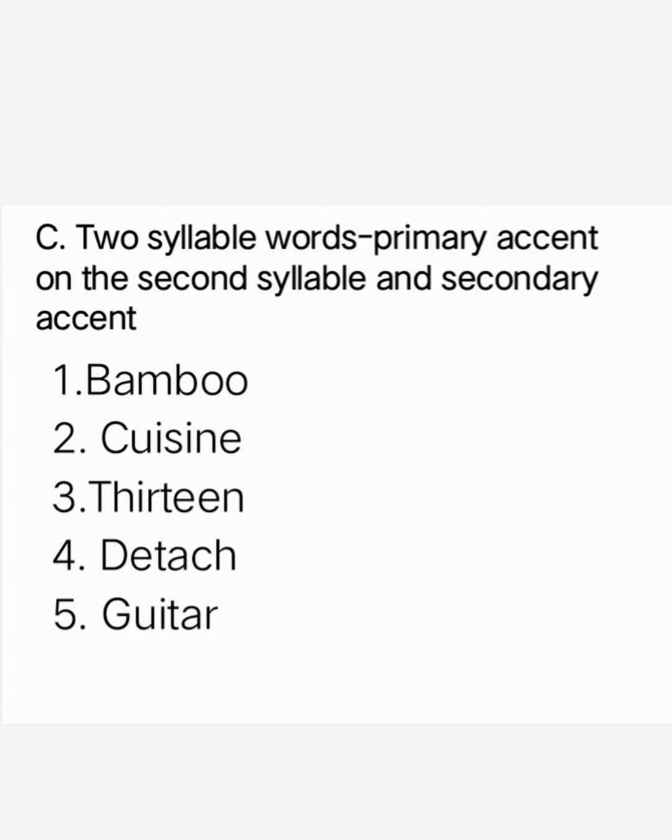Third, two-syllable words with primary accent on the second syllable and secondary accent. Ito naman yung ginagamitan ng dalawang pantig, pangunahin at pangalawa. Here are examples of two-syllable words: bamboo, cuisine, 13, detach, jumping, jallet, guitar, radiate, July, and prestige.